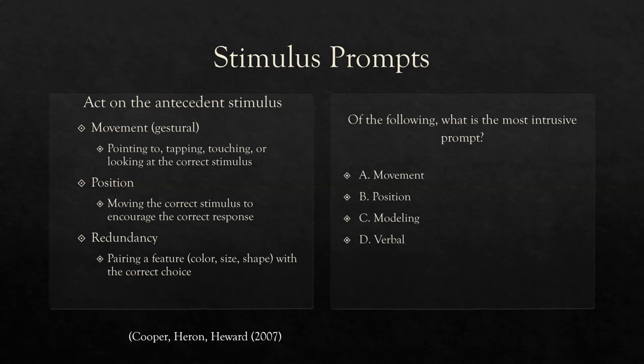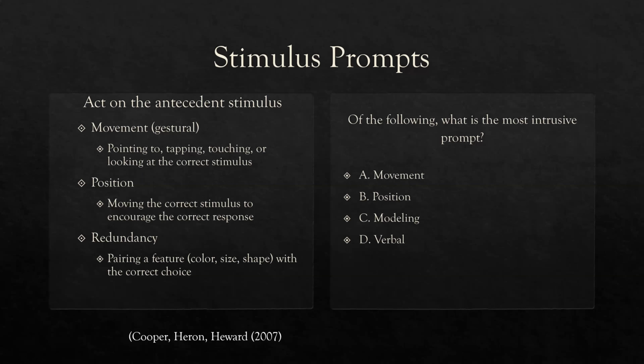Now, again, if I have a field of three, I'm tapping the stimulus I want them to choose. That's a movement prompt. Positional: we can move that stimulus card around and closer to the learner, maybe into its own side of the table. We're making it very clear that this is the stimulus we want them to choose or not to choose. That's a positional prompt. And then a redundancy prompt. We're pairing a feature, a color, size, or shape, with the correct choice. So you're changing the color of the stimulus, and then you're pairing that color with the right response.